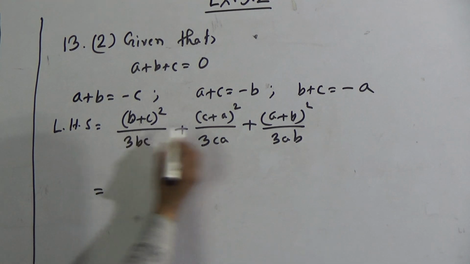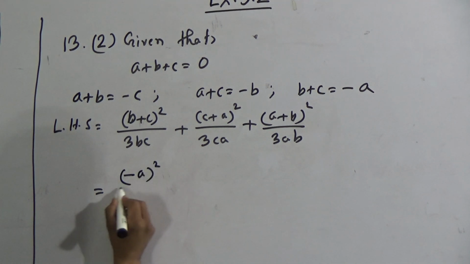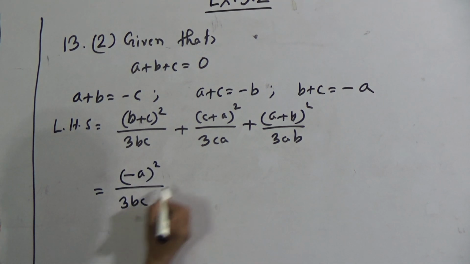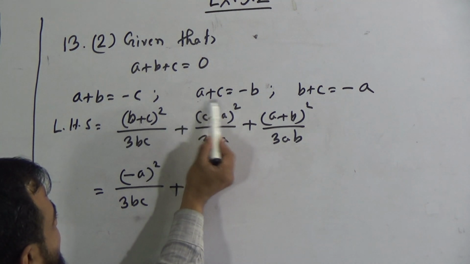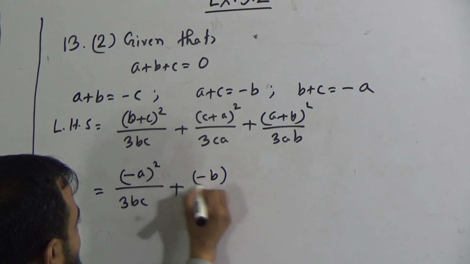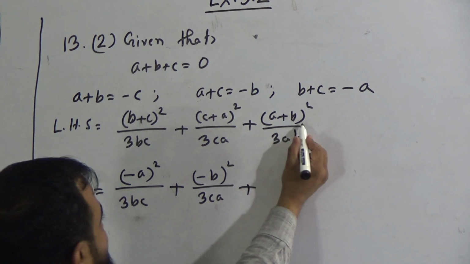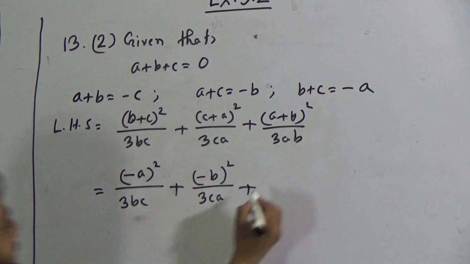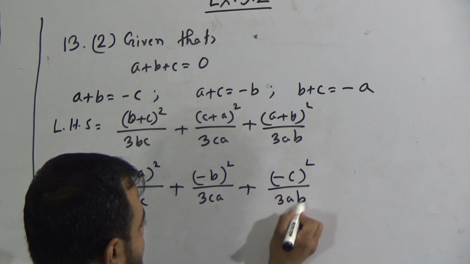Now b + c is equal to minus a, so (−a)² over 3bc plus c + a, which is similar to a + c, is equal to minus b, so (−b)² over 3ca plus a + b. The value of a + b is minus c, so (−c)² over 3ab.